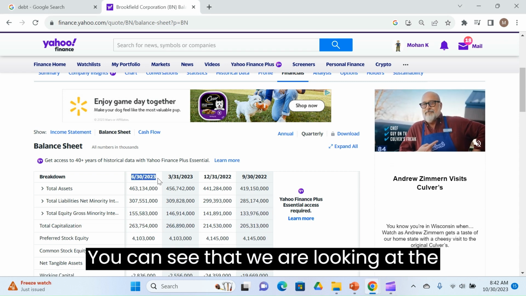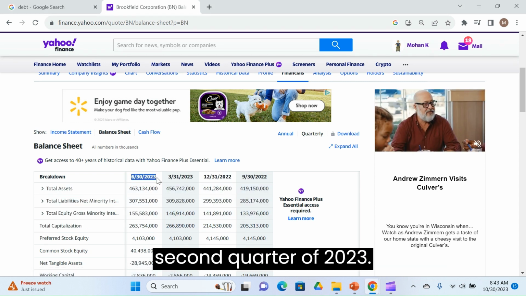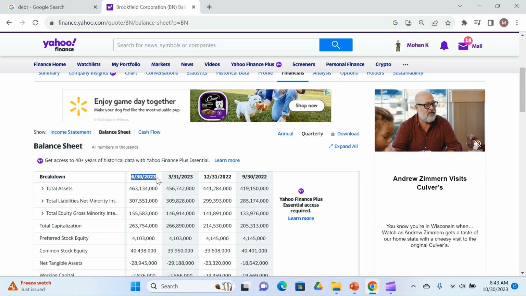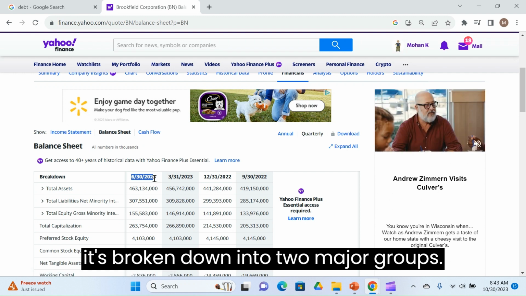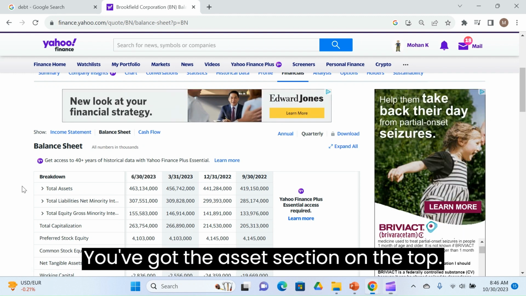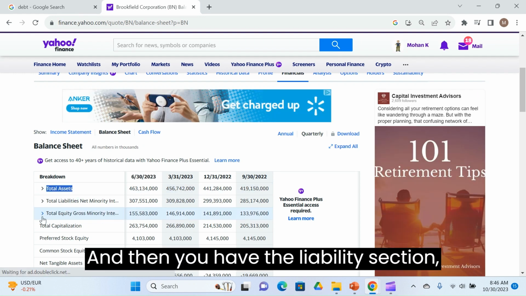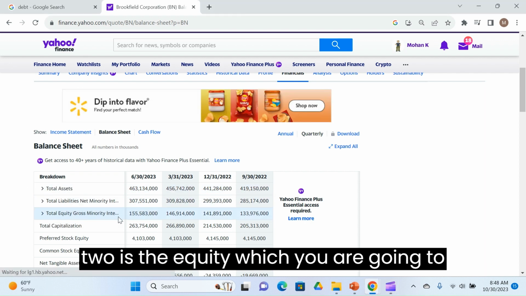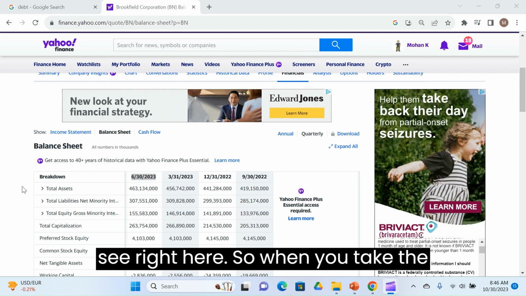You can see that we are looking at the second quarter of 2023. And when you look at the balance sheet, it's broken down into two major groups. You got the asset section on the top, and then you have the liability section. And then the difference between those two is the equity, which you are going to see right here.